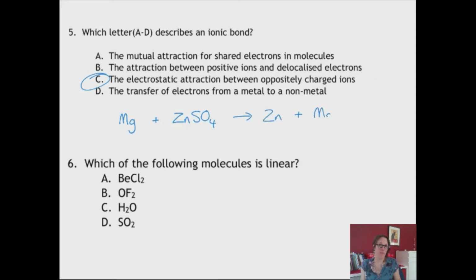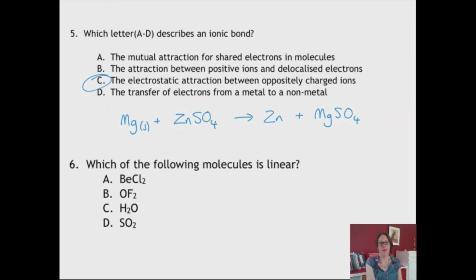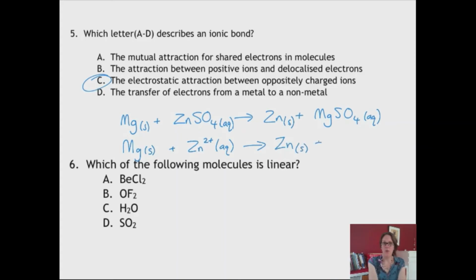So let's look at an example you probably studied at GCSE of displacement of metals. So magnesium solid will react with zinc sulfate solution and you will get zinc solid displaced and magnesium sulfate solution produced. If we were to write an ionic equation of that, the magnesium metal is reacting just with zinc ions and transferring electrons. So the magnesium is losing electrons and the zinc is gaining.